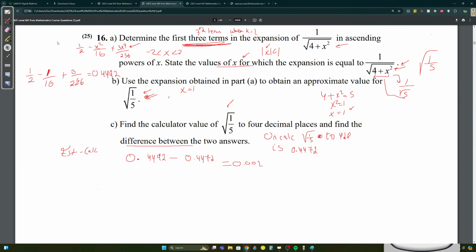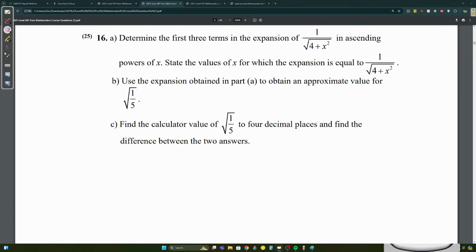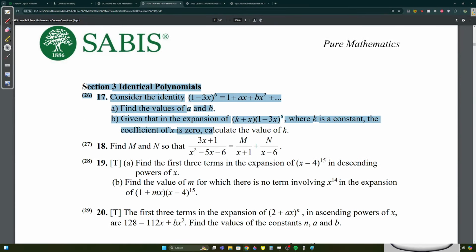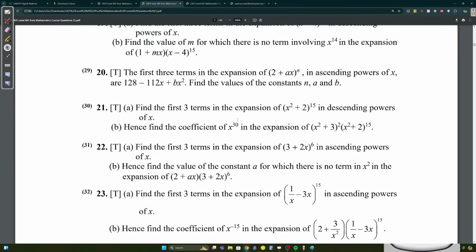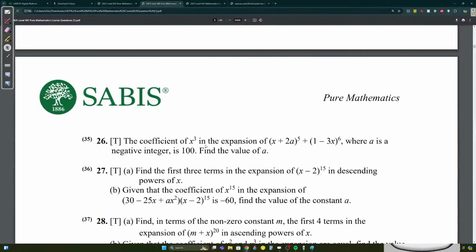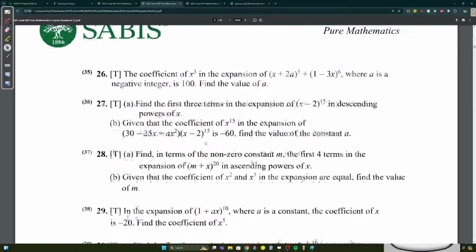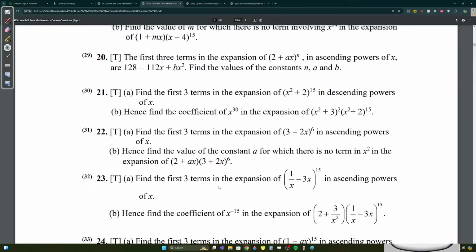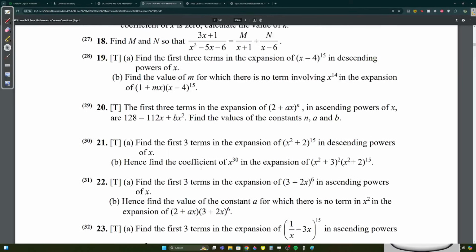Okay, I think we're done here. Section 3 is not required. Oh my god, we have a lot. It's probably going to take another... How long is this recording? Oof. Oh my god, it's probably going to be 2 hours long.